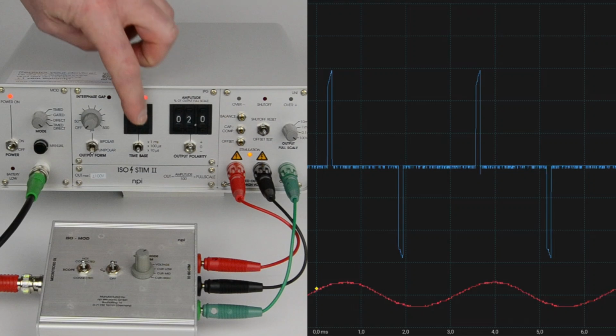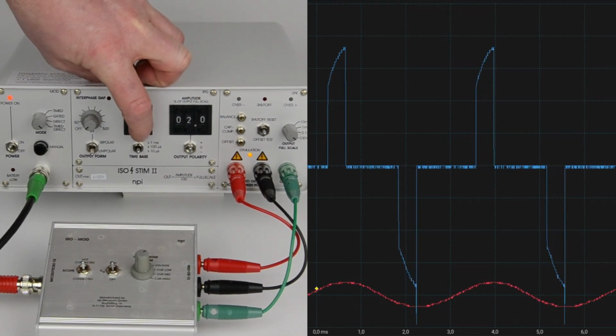By changing the timer, the length of the transferred signal changes accordingly.